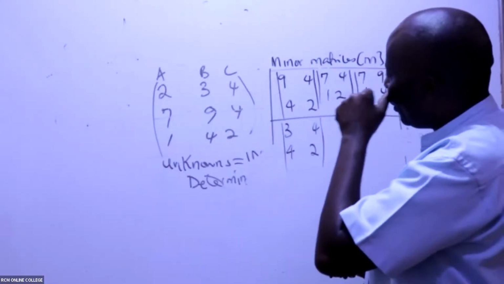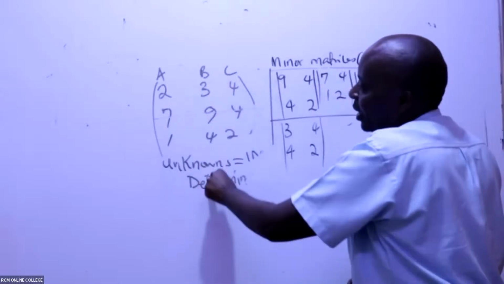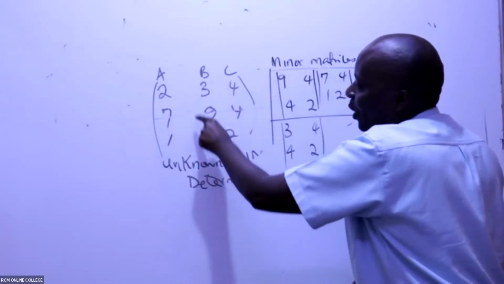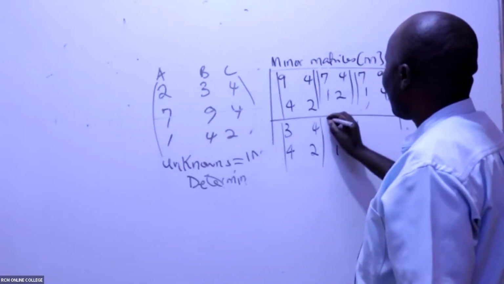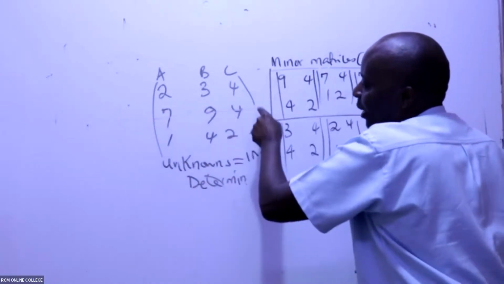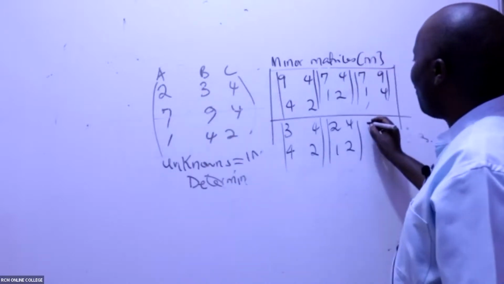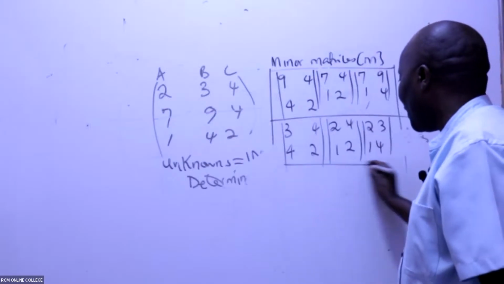All right. Then we come to this one. So this one, you are hiding it. So we have this and this, this and this, this and this. So we are left with what here? 2, 4, 1, 2. Then lastly, for the second row, we have this. So you hide this and that. So we have 2, 3, 1, 4, like that. We are through with that.